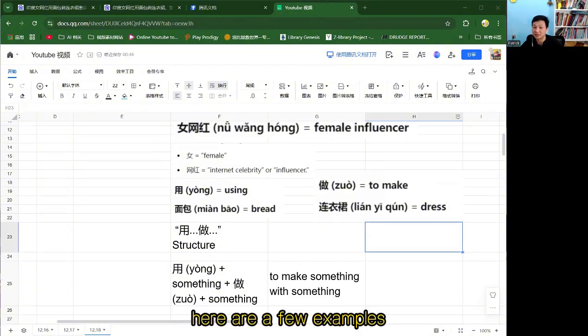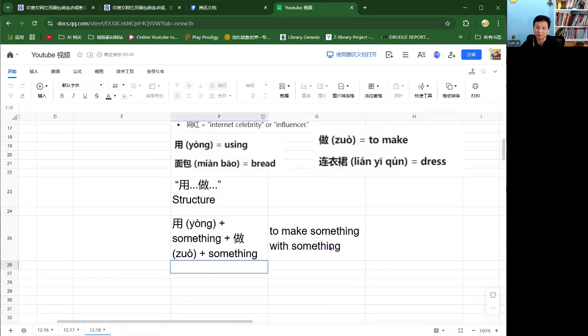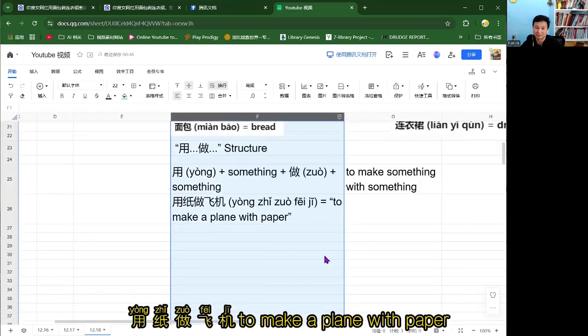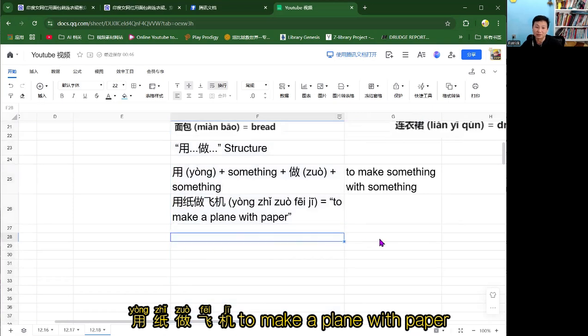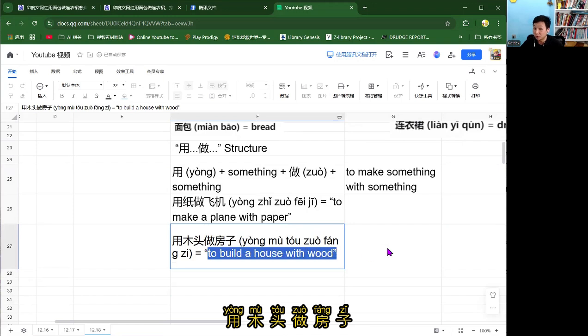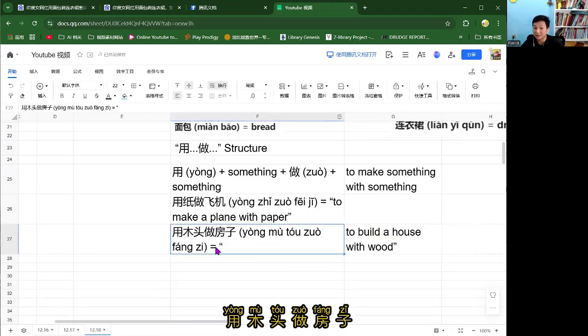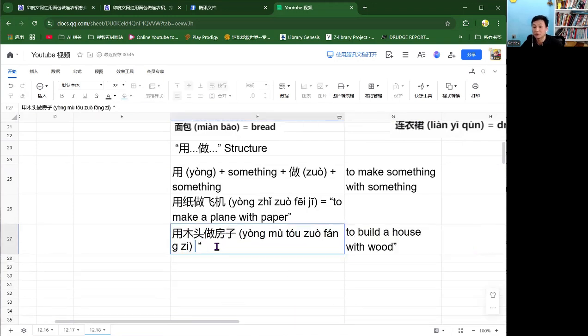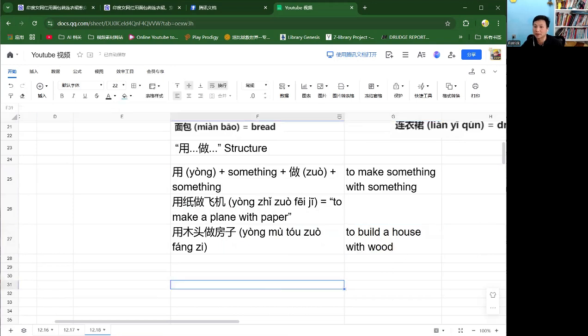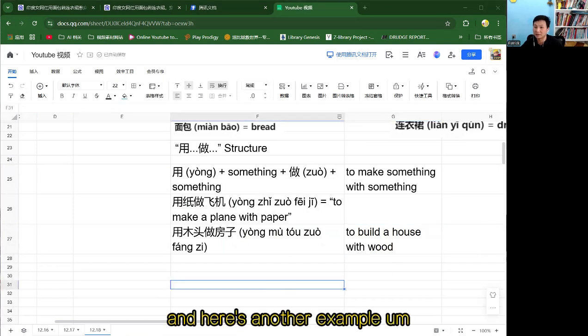Here are a few examples. Let's say 用纸做飞机, to make a plane with paper. Another example, 用木头做房子, yeah, to build a house with wood. Yeah. And here's another example.